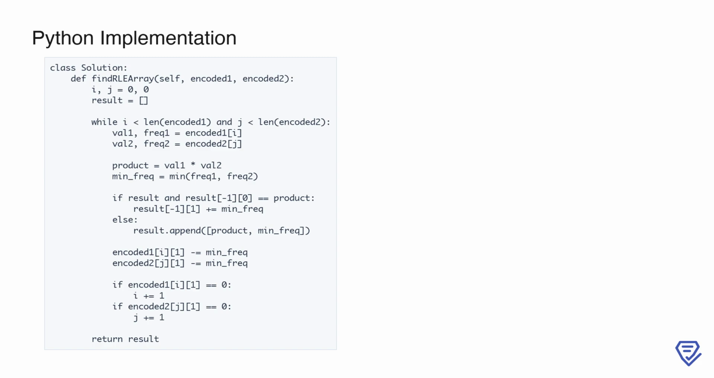The algorithm then decreases the frequencies of the current segments by min_frequency. If a segment is fully processed, its frequency becomes 0, and the corresponding pointer, i or j, is incremented to move to the next segment. This approach efficiently calculates the product of the two arrays without expanding them, ensuring optimal space and time complexity. The final result contains the run-length encoded product array.